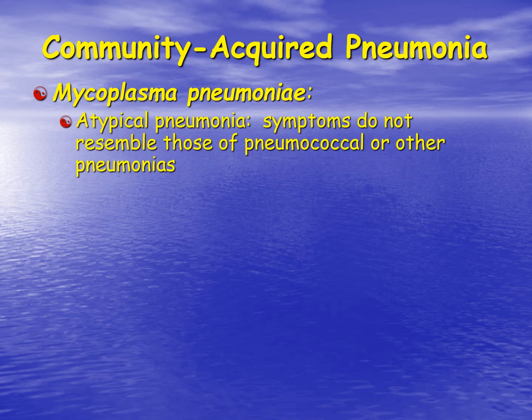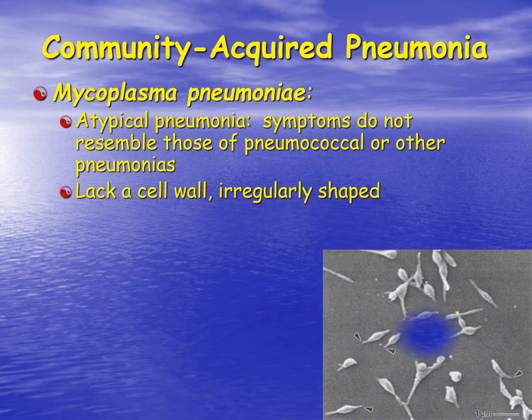Mycoplasma pneumoniae. This is the atypical or sometimes referred to as walking pneumonia. Symptoms of this pneumonia do not resemble those of the pneumococcal or other pneumonias. The cells themselves are the only bacteria that lack the cell wall. And so oftentimes, especially when grown in culture, they take on these very pleomorphic, spindle cell shaped, irregular shapes.